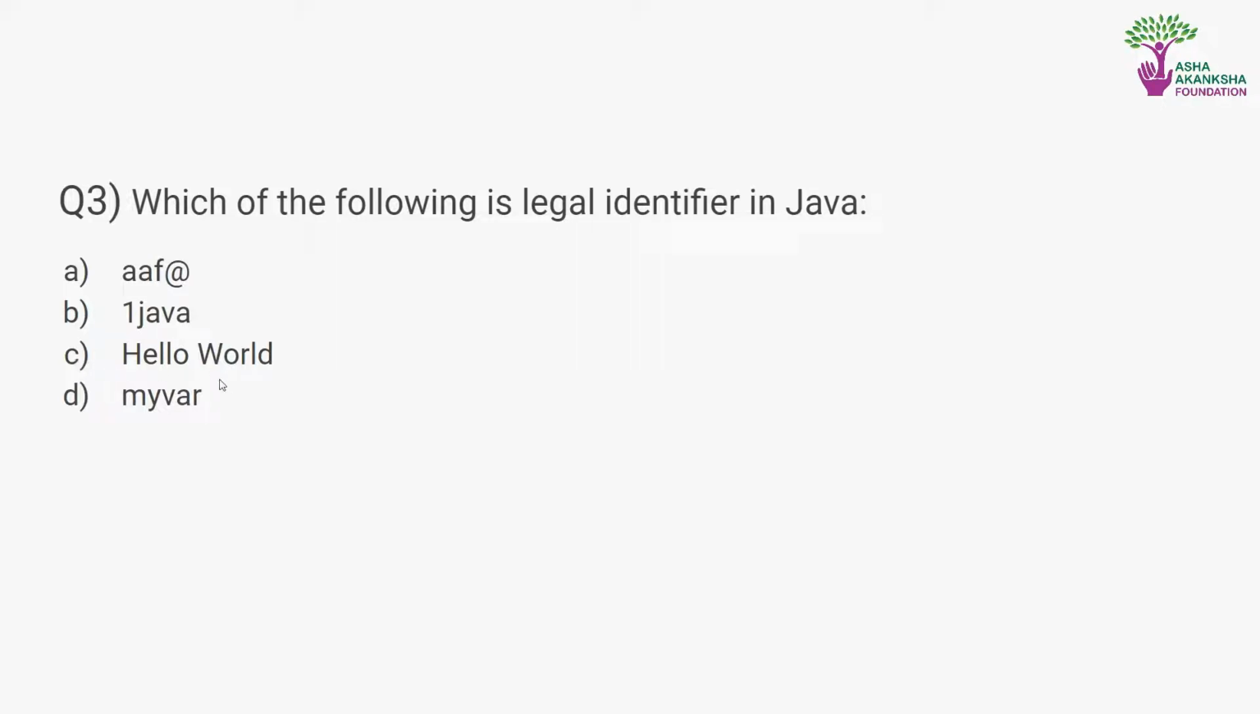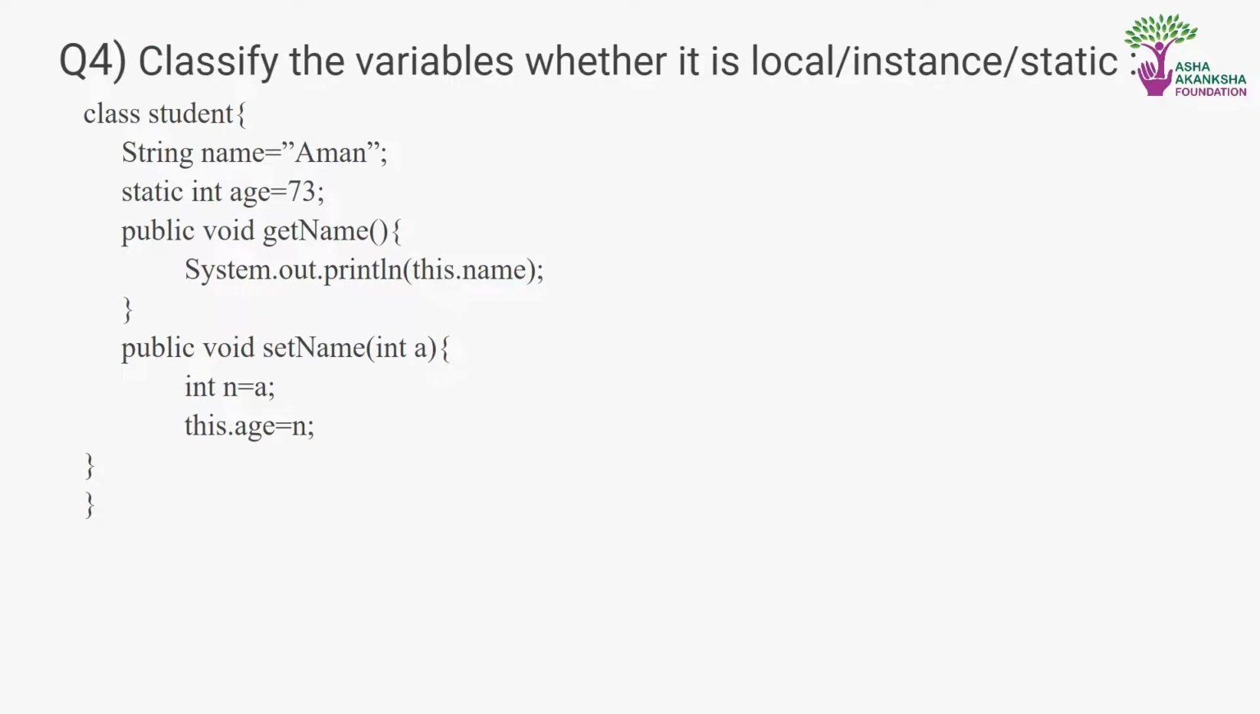Then comes C. Here the problem is the space between hello and world. We also cannot do this while naming our identifier. Then comes D, my_var. This is a perfectly fine identifier and thus the correct answer to this question. If you want to, you can try to name your variables as these in your own IDE and see if it gives you an error or not.